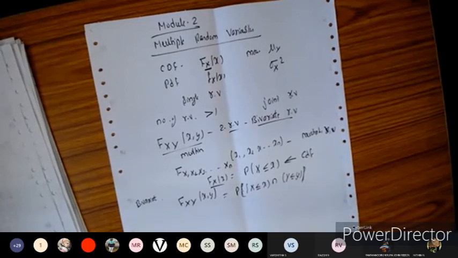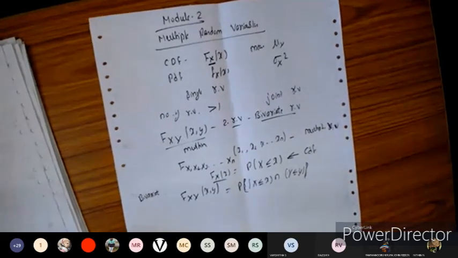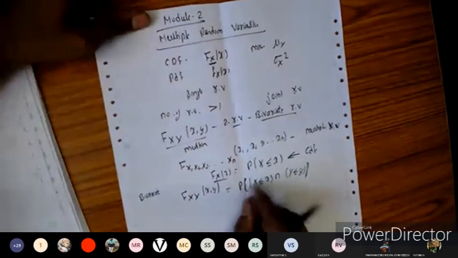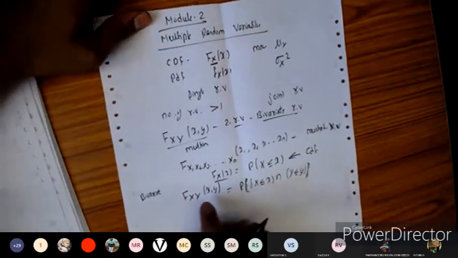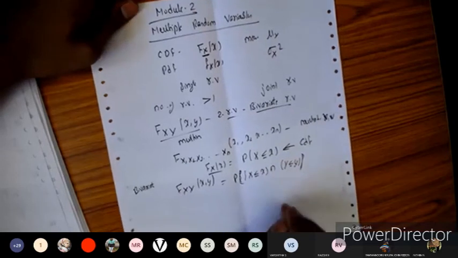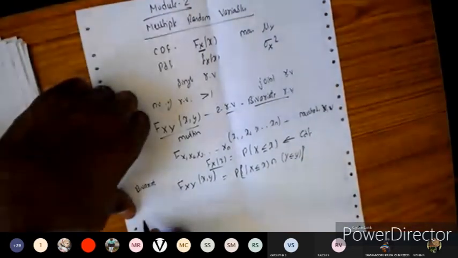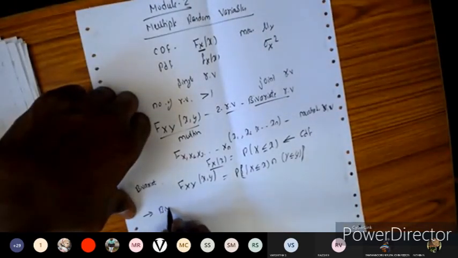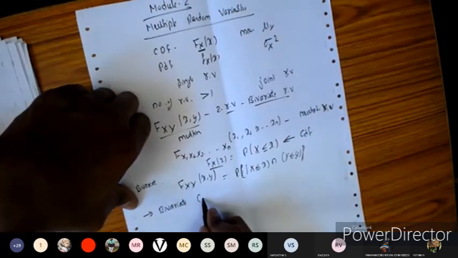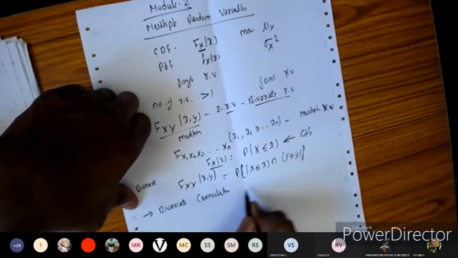Now I'm going to take the concepts of the bivariate random variable. For this we'll find the CDF, PDF, everything. The next topic is bivariate cumulative and density functions.